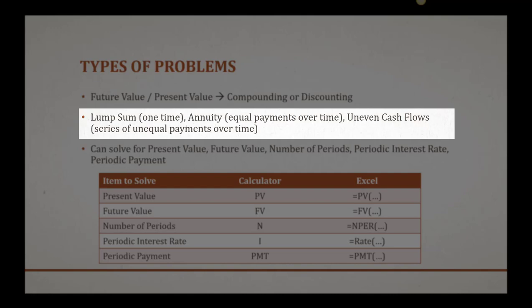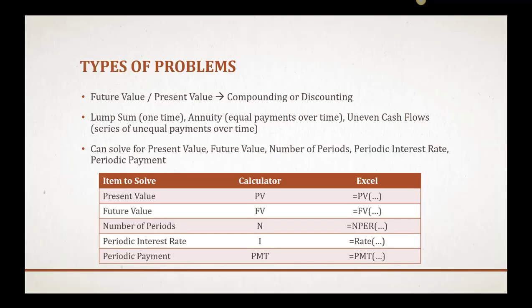We could have uneven cash flows, where we have a series of unequal cash flows over time, again finding a present value or a future value of those uneven cash flows. And then finally, we could even mix up some of these types of cash flows. We could have a lump sum bolted onto an annuity, and again figure out a present value or a future value of those sets of cash flows. So those are some of the kinds of problems.